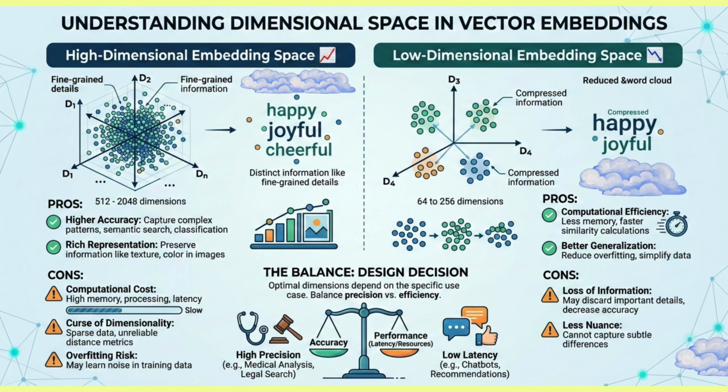However, the cons would be, first of all, the computational cost. It requires more memory and processing power for storage, calculation, and retrieval, which can lead to higher latency and slower performance. Obviously, we can't neglect the curse of dimensionality. The data becomes sparse, making distance metrics less reliable for finding true nearest neighbors. Then we have the overfitting risk. The model may learn to fit to noise in the training data, hurting its ability to generalize to new data.